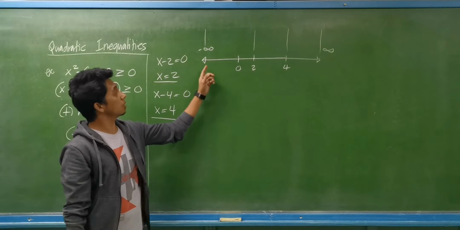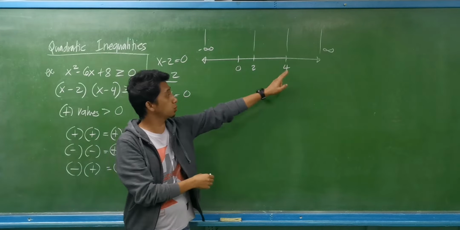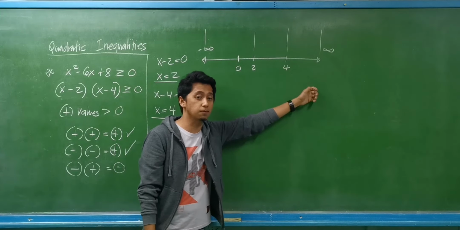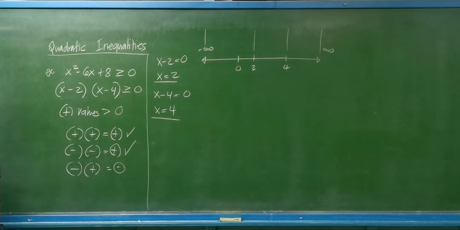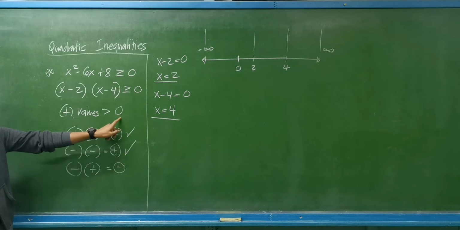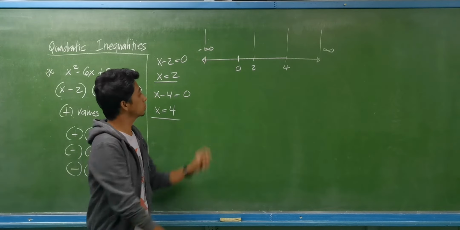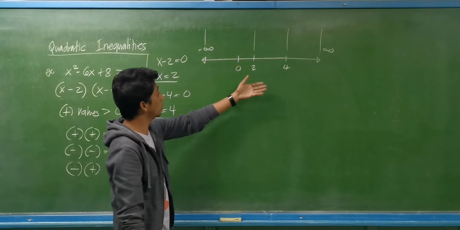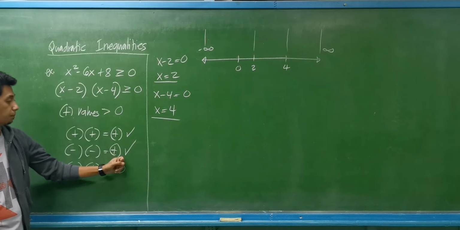Our first interval is from negative infinity to positive 2. Second, from positive 2 to positive 4. And last, from positive 4 to positive infinity. Take note, we are looking for a positive product, since positive values are greater than 0. So we just assume a value. For the interval from negative infinity to positive 2, what values can we use to test the product?